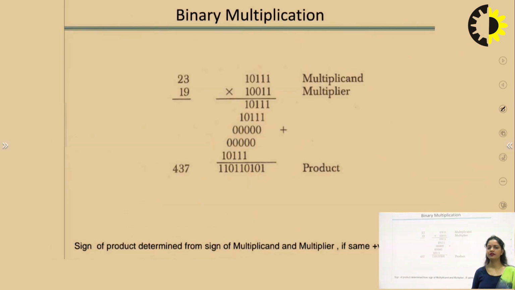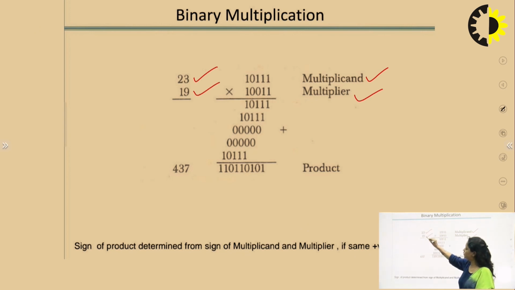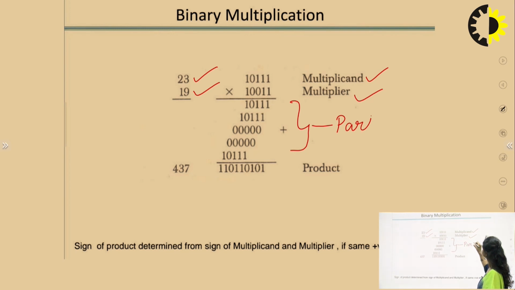Now next is binary multiplication. Now what is binary multiplication? We have two terms in this. One is the multiplicand and another is the multiplier. So the upper term is known as the multiplicand and the lower term with which we are performing the multiplication is known as the multiplier. For example, here we have 23 and 19. So 23 is the multiplicand and 19 is the multiplier. And these intermediate results are known as partial products.